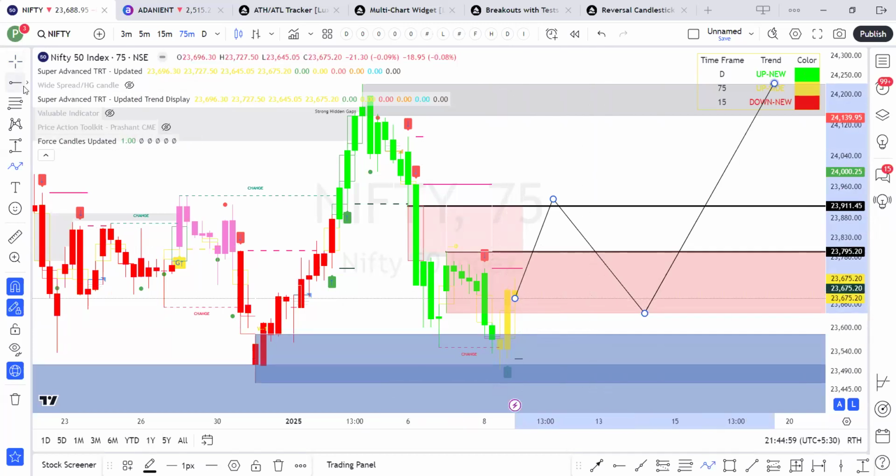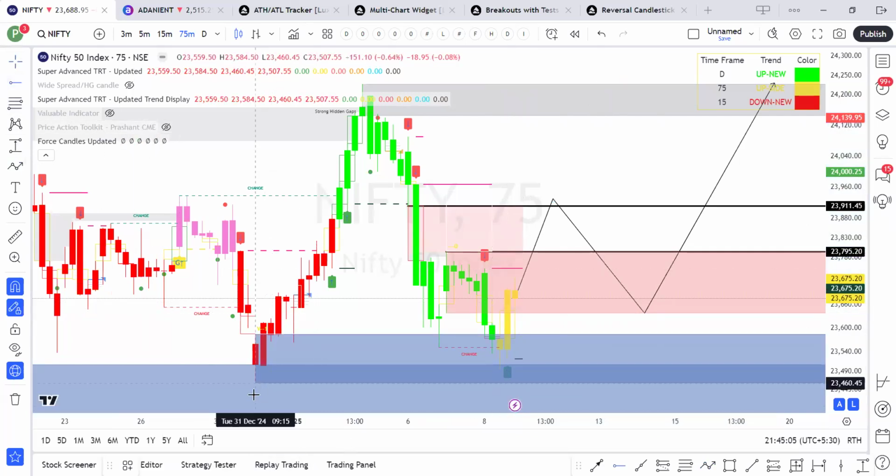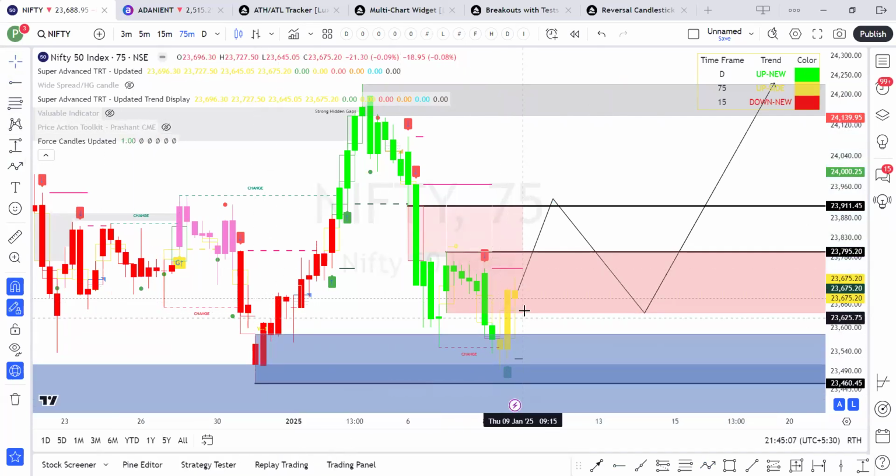So what will be my plan? Should I buy immediately here with this as my stop loss? It will give me very small risk reward. What should I do? I can wait. Price will close above this. If it closes above this glue and crosses this, when retracement starts, after that I can look for buying opportunities.